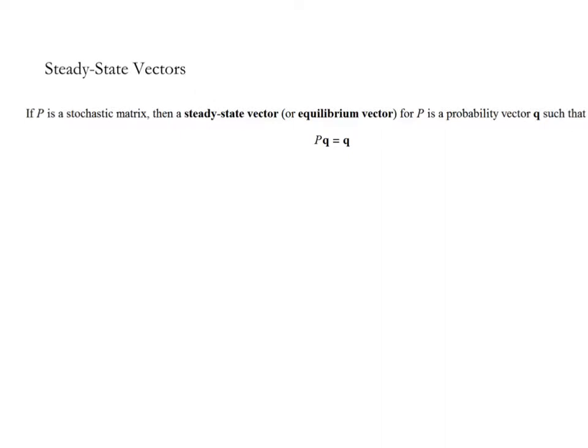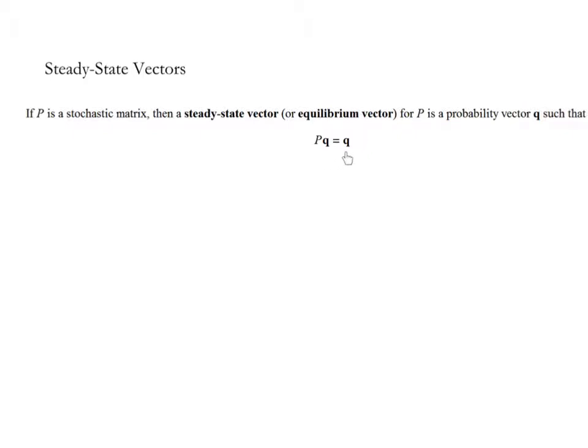And that is the definition on the next slide. If P is a stochastic matrix, then a steady state vector, also known as an equilibrium vector, for probability vector Q, is a probability vector Q such that PQ equals Q. Boom. That's your steady state. When you multiply by P, you produce the same vector. And now that I can represent this concept with an equation, we can solve that equation for Q.